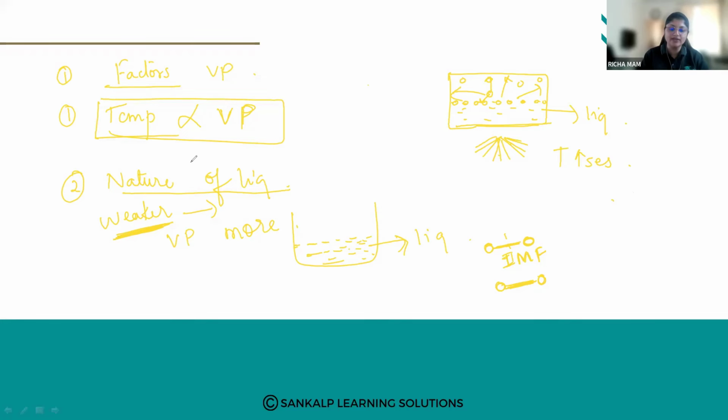So there are two more factors. I'll repeat the factors in the next class. There are four factors: temperature, nature of liquid, then boiling point and purity of liquid. This we will take in the next class.